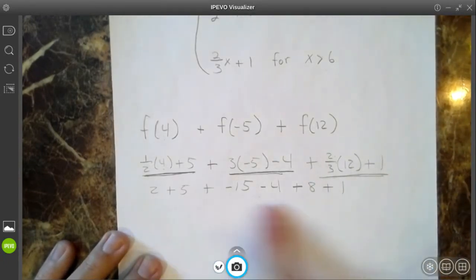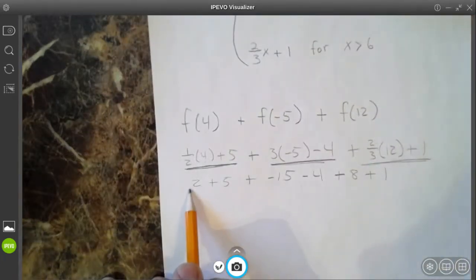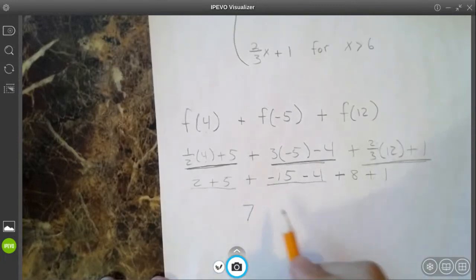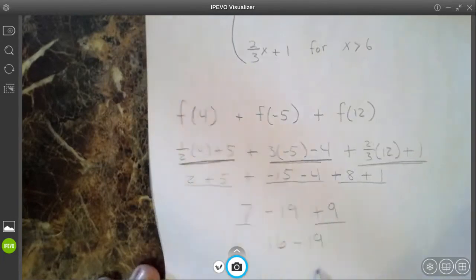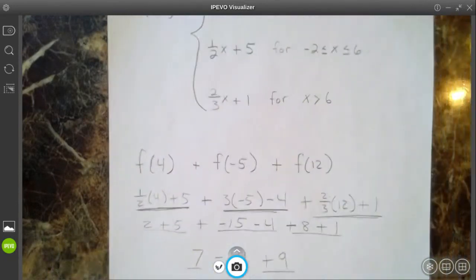Now you're just simplifying it all and combining terms. Let me just do it like this. These two give me a 7. Those two give me a -19. Those two give me a 9. These two give me a 16. And then 16 minus 19 is -3. And that's going to do it for that example.